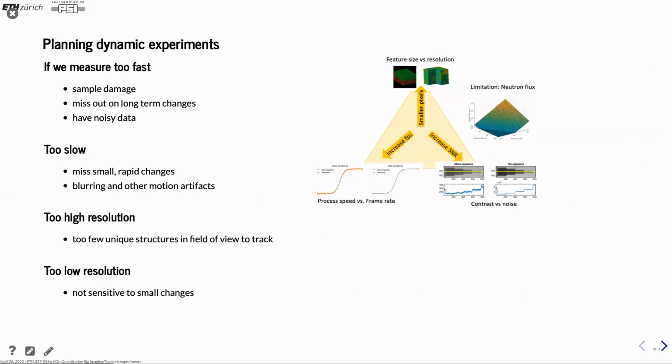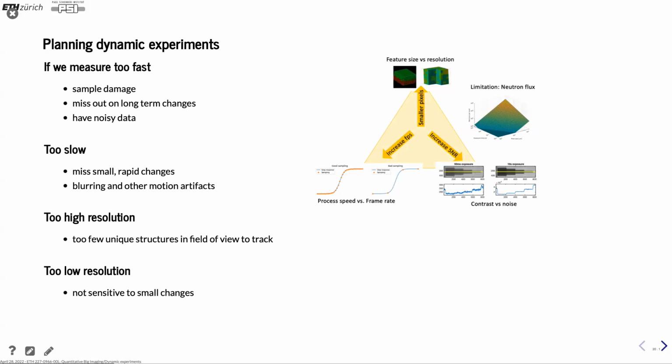If we measure too fast, we may have sample damage. We may miss long-term changes, because if we measure very fast, we also produce a huge amount of data, and it's maybe not even possible to handle that amount of data. So that can be a problem.